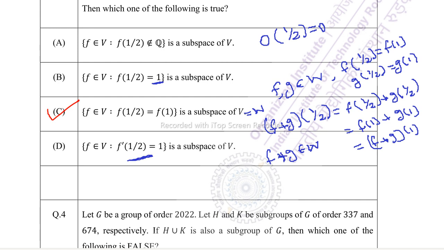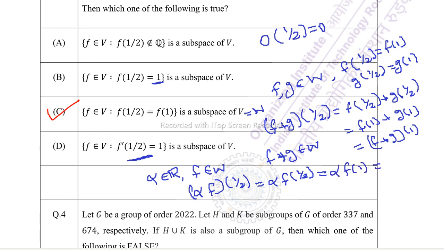Next we have to prove closure under scalar multiplication. If we take some alpha in R, a real number, and f in the collection W, we have to prove that (alpha f)(1/2) = (alpha f)(1). How do we define scalar multiplication here? It is alpha times f(1/2). But f(1/2) is the same as f(1), because we took f from W, and by definition this is (alpha f)(1). Therefore alpha f belongs to W, so clearly W is a subspace. All the others are not subspaces because the zero polynomial is not in the collection.